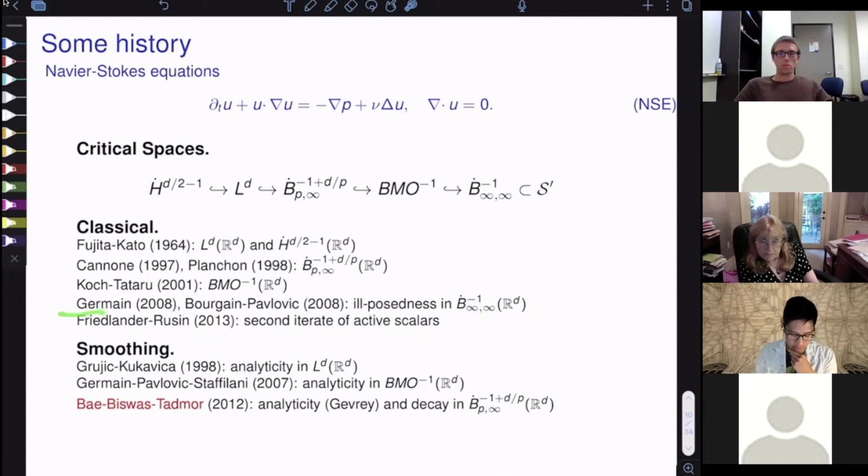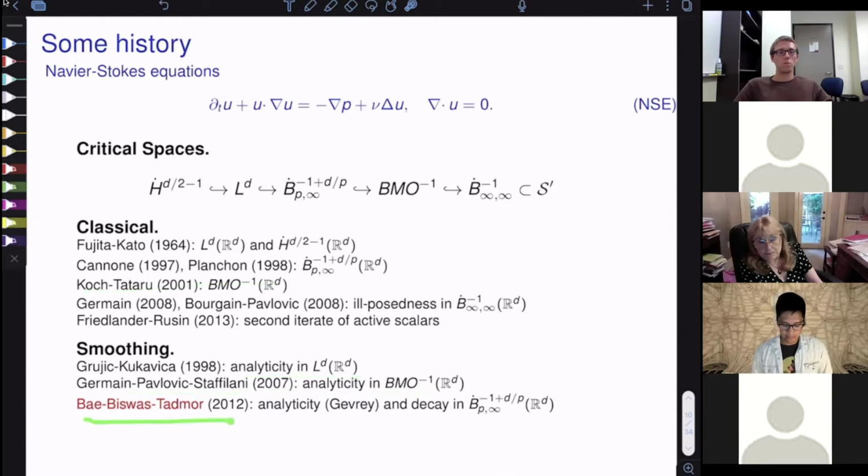As I mentioned before, though, particularly in the case of BMO^{-1}, it was shown that the solutions of Navier-Stokes all instantaneously enter a Gevrey class. In particular, they're real analytic in space. And so the smoothing result: the global small solutions of Fujita and Kato would be analytic by a work of Foias and Temam. And as I said before, Germain, Pavlović, and Staffilani showed that the Koch and Tataru solutions are also real analytic.